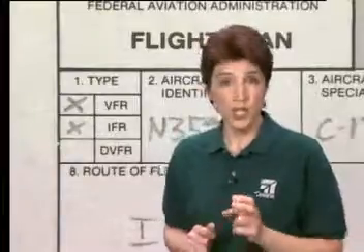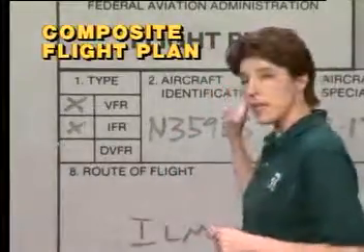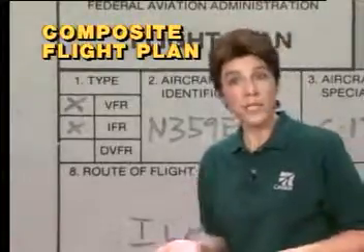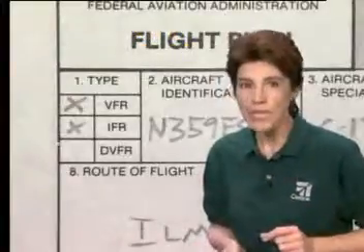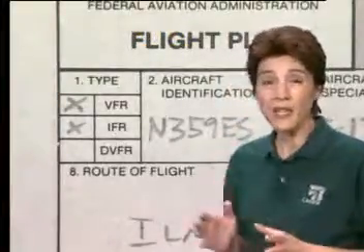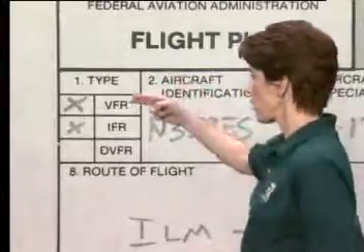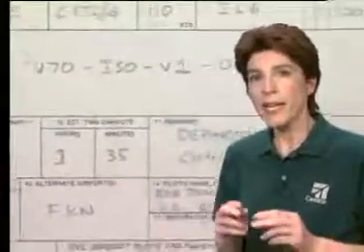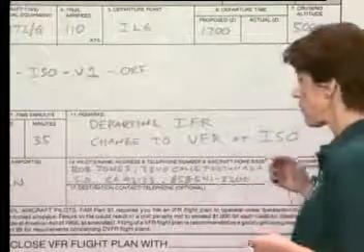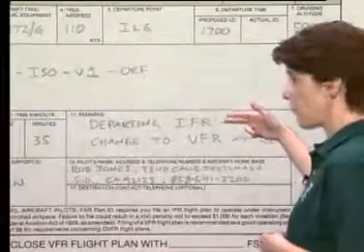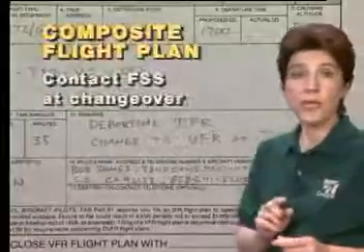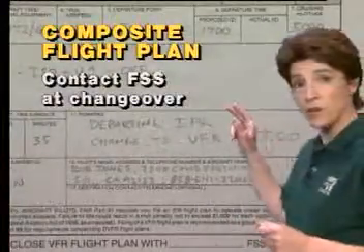While we're speaking of flight plans, here's an occasionally used variation, the composite flight plan. Sometimes you may find it advantageous to fly part of the flight IFR and the rest of it VFR. This composite flight plan can be filed on a single flight plan form. You just check both VFR and IFR in Block 1. And in the remarks block, indicate your changeover point and whether you're starting out VFR or IFR. Regardless of whether IFR or VFR is flown first, you contact flight service at the changeover point.